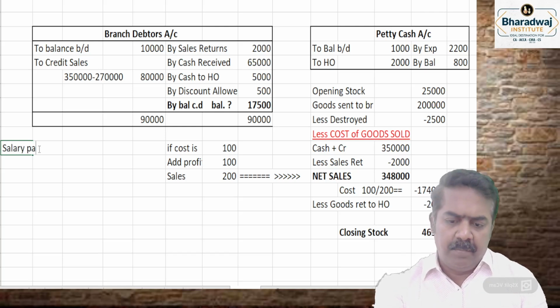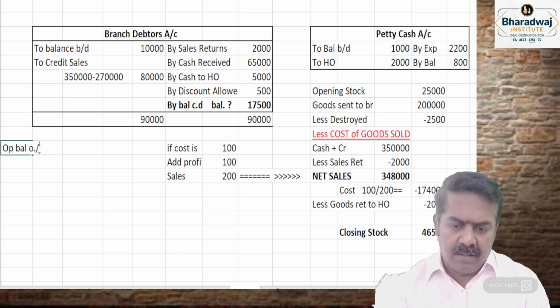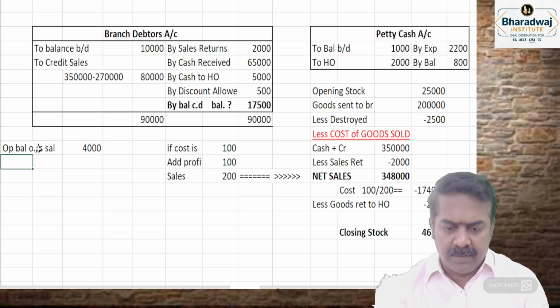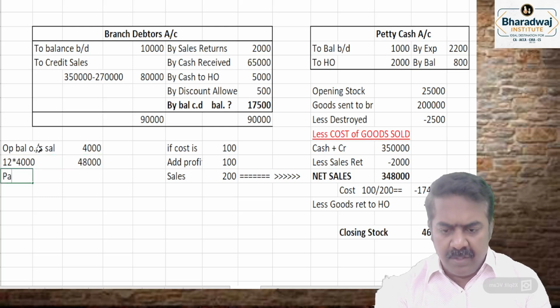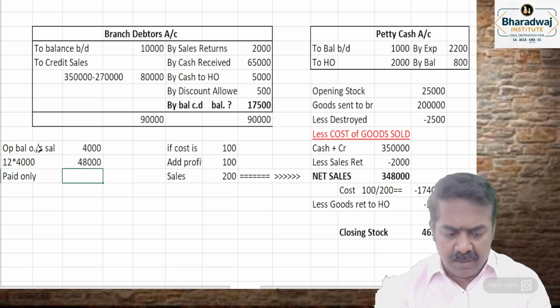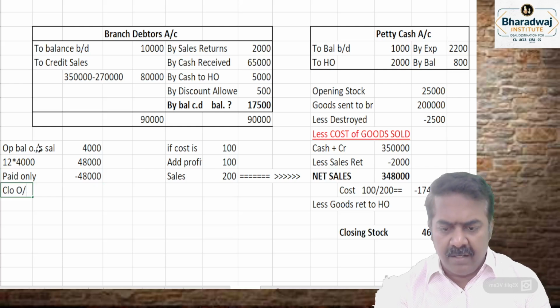Salary opening balance outstanding is there. Outstanding salary how much is there? 4,000. Current year you have to pay 12 into 4,000. 12 into 4,000 how much? 48,000. But we have paid only 48,000. That means closing balance outstanding will be equal to 4,000.